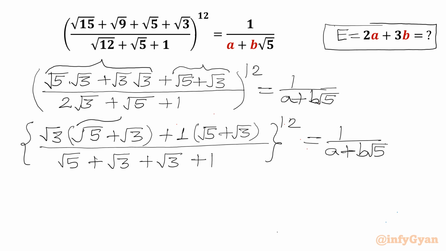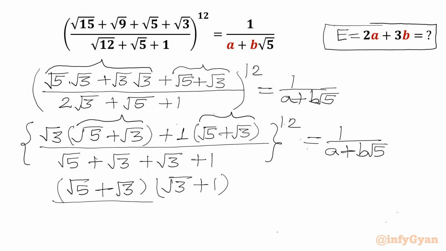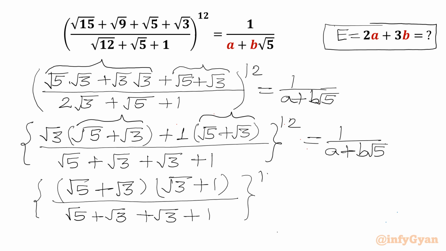Now √5 + √3 is common. So I will take √5 + √3 common out. So in the bracket we can write √3 + 1. In the denominator we will write √5 + √3 as it is, plus √3 + 1. And then our whole power is 12. RHS will be 1 over a + b√5.